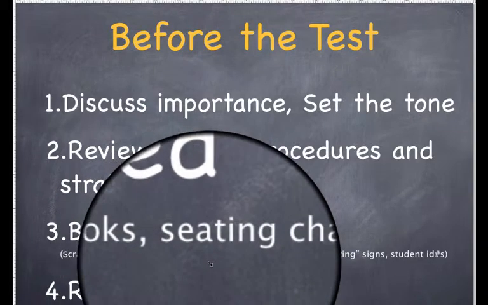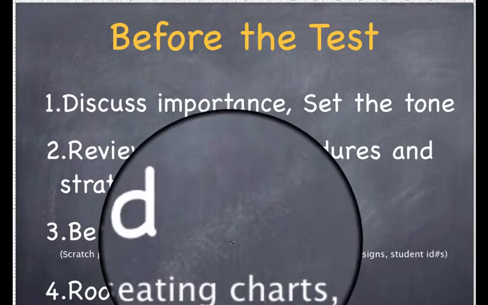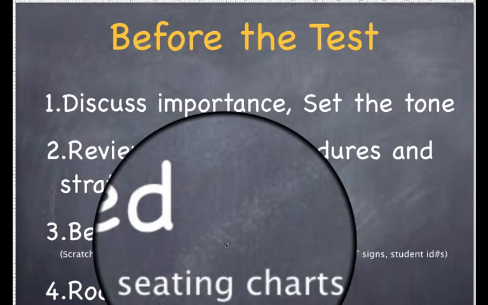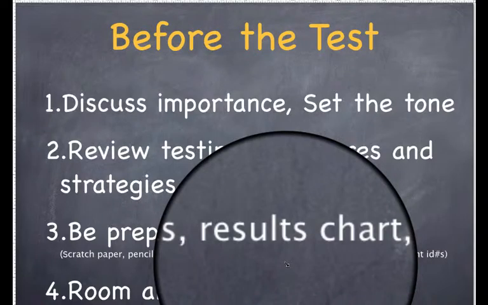Some test proctors like to have a seating chart so they know which student will sit at which desk so they can set the computer up in advance. So if that's the way that you plan to process the test, then just keep that in mind. You need a seating chart. The last screen of the test will give you the results. If you want to capture those results on paper, you might want to make a little chart in advance with each student's name so you can write down their scores.